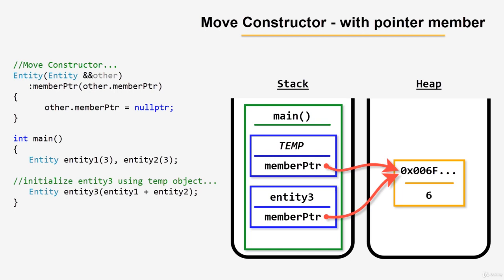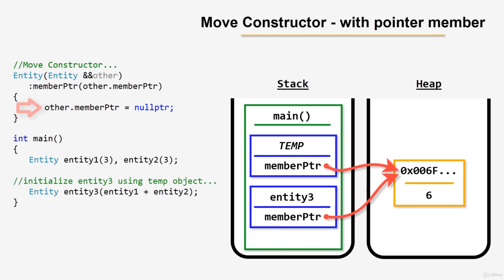So of course that means that both the temporary object and the new object that we are now constructing will both point to the same dynamic variable on the heap. That brings me to that statement that's in the move constructor, other.memberPointer. Okay, we assign null pointer to other.memberPointer.